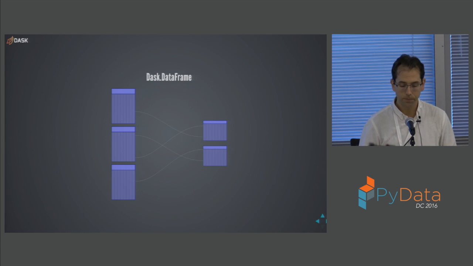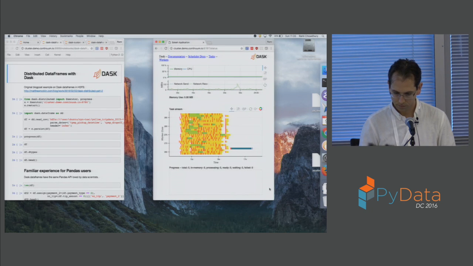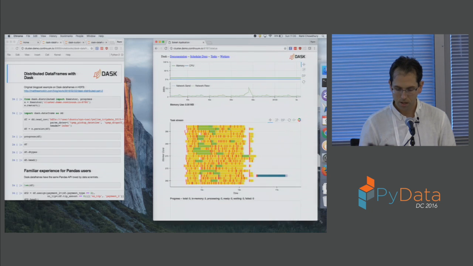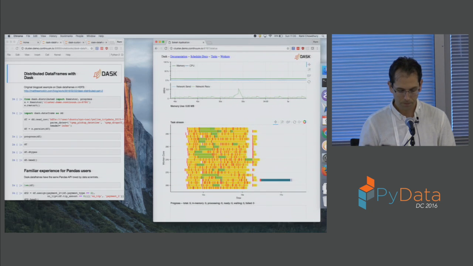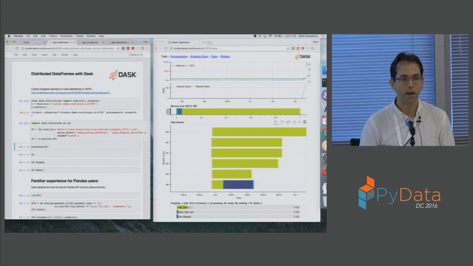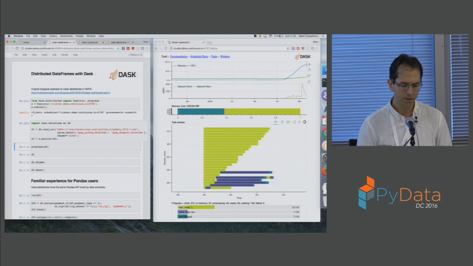So let's see that work on a cluster. This is usually the fun part. Oh, great, that's actually pretty good resolution. So on my right, we're seeing the status of the cluster. On the left, I have a standard Jupyter notebook. And what I have here is 6 CSV files that have the first half of the 2015 New York City taxicab data set.